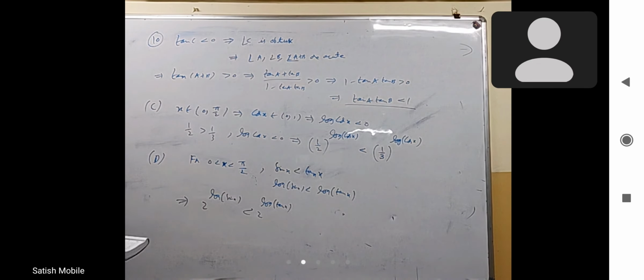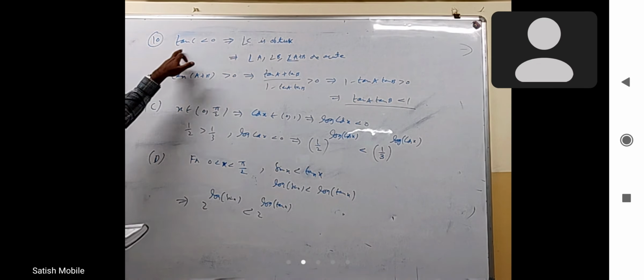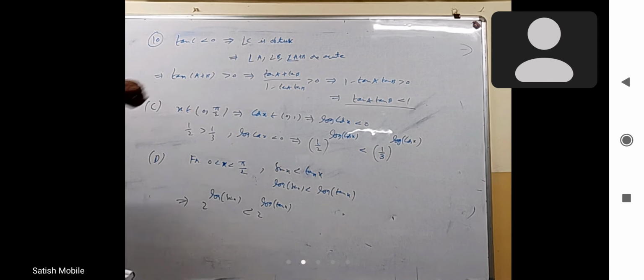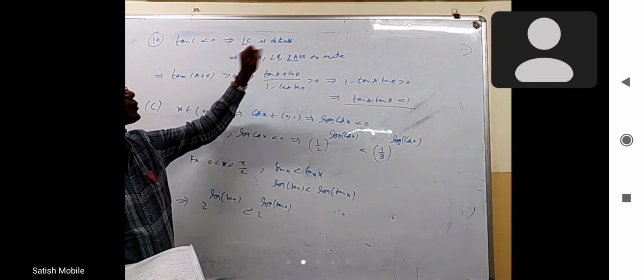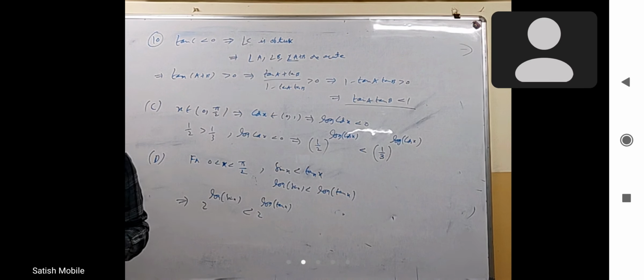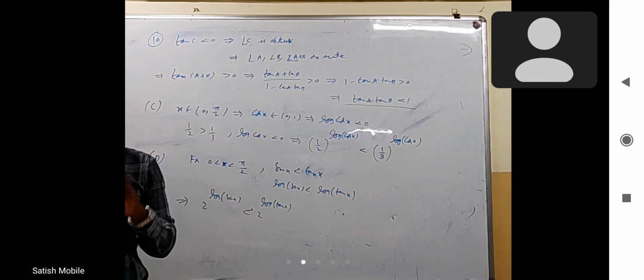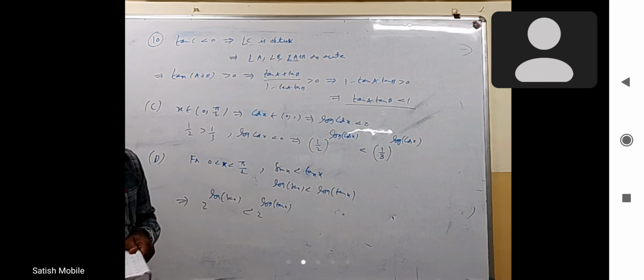Okay, 10th question, they said tan C is negative. Basically within the triangle we have only acute angles or obtuse angles. Tan of an acute angle is positive and tan of an obtuse angle is negative. So I can say angle C is obtuse. In a triangle, if one angle is obtuse, the other two angles have to be acute. You cannot have two obtuse angles in a triangle, right? Then it will cross 180.